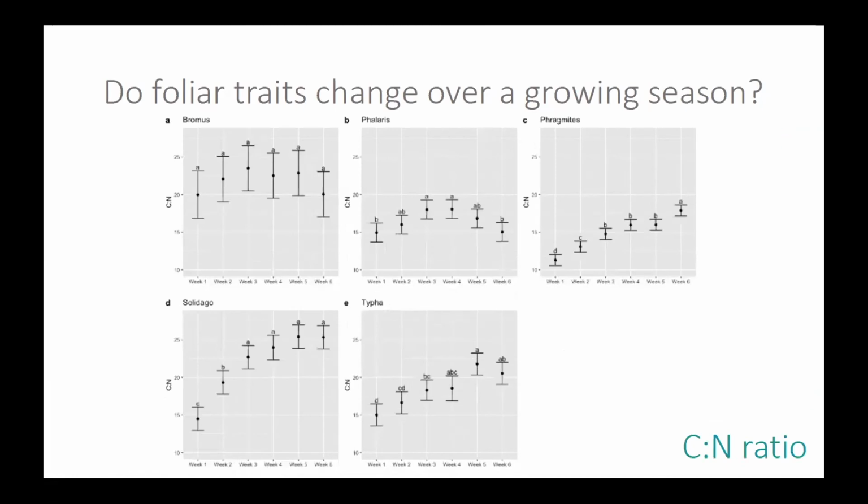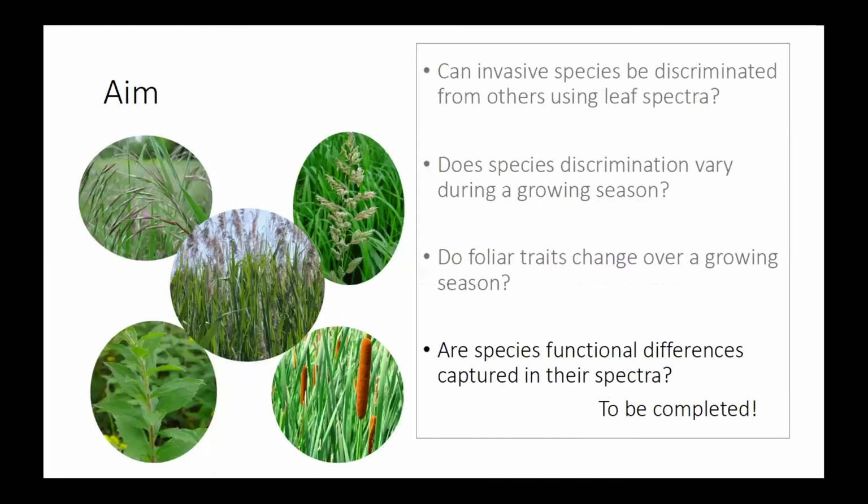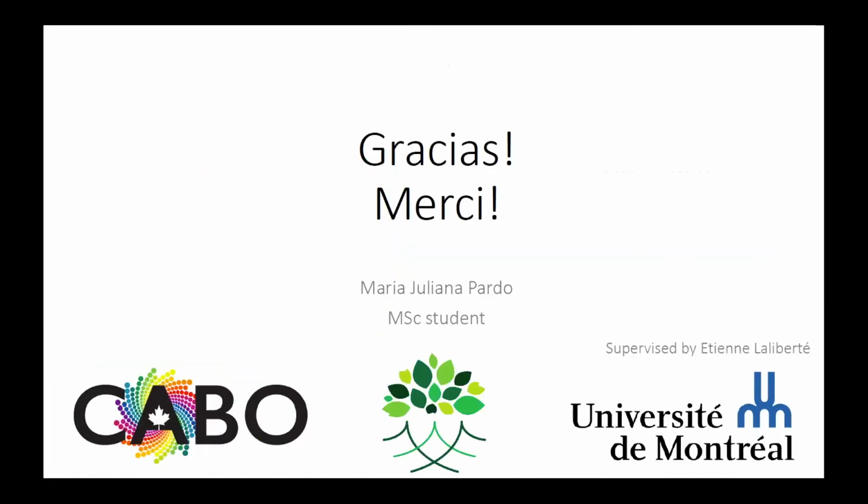Lastly, the CN ratio captures an important trend of nutrient acquisition, with nitrogen being allocated to leaves earlier in the season and carbon accumulating faster when leaves are more mature. This results in an increased CN ratio throughout the season. The answer to the fourth question of whether species functional differences are captured in their spectra is yet to be completed. Thank you.